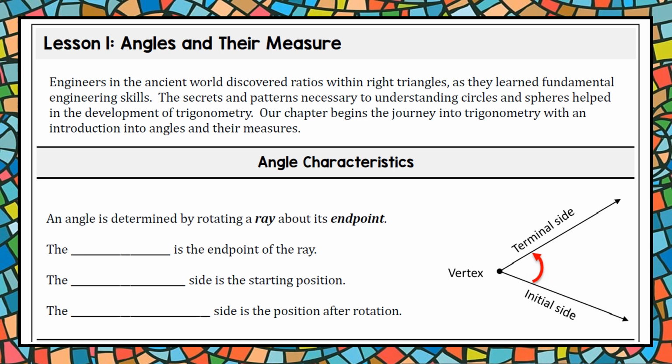So anyway, beginning with angle characteristics. A couple of just vocab review terms here. An angle is determined by rotating a ray about its endpoint. And so we have some special names there. The vertex is the endpoint of the ray. The initial side is the starting position. And the terminal side is the position after rotation.